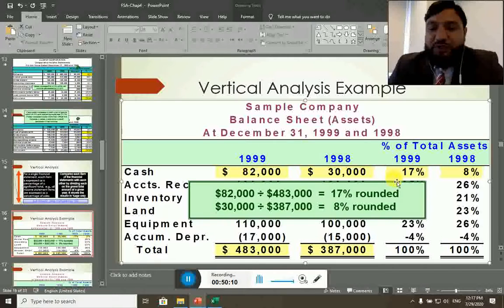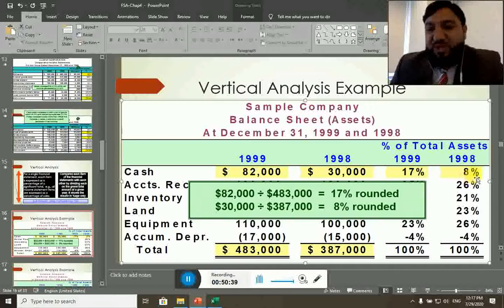Similarly, in 98 you can see there is 8%. So we say that in 98, 8% of the total assets was made up of cash. It means that in total assets, 8% is the portion of cash. Now we can compare these 2 years.